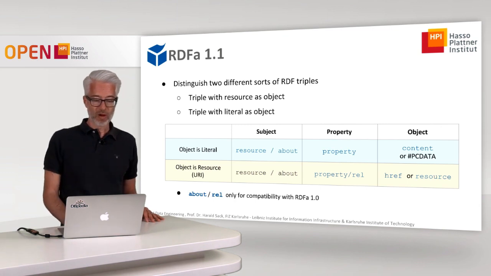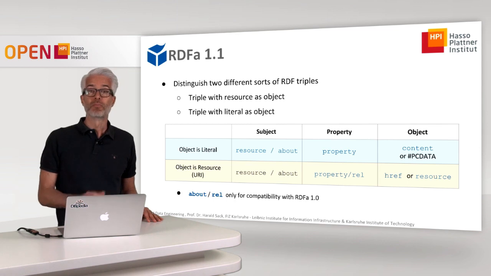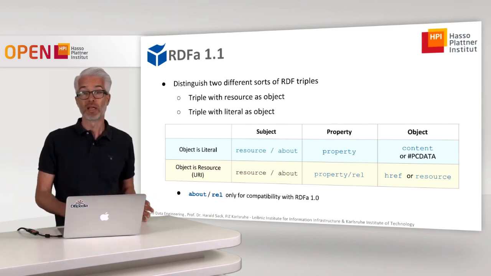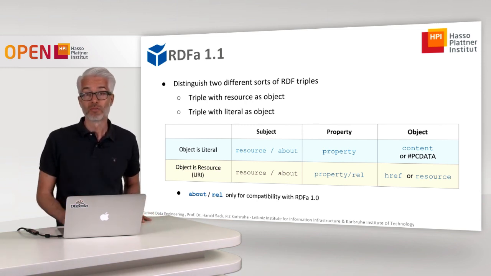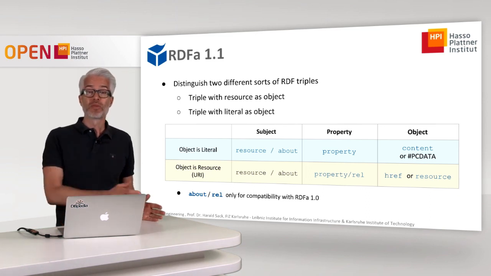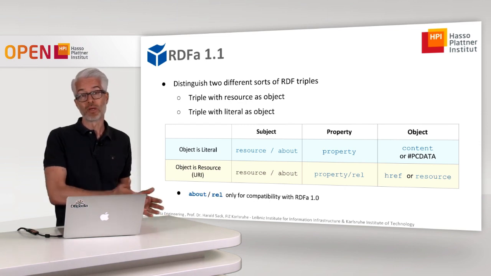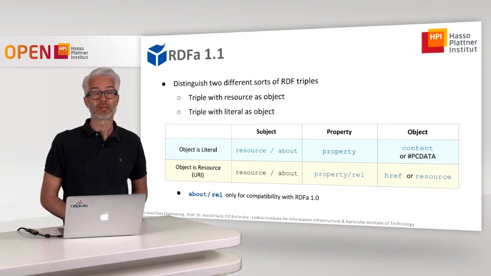Likewise, if the object is a resource, means the object is a URI, you use as a subject resource or about, and as a property you use property. And also you can use rel, which stands for relation, but this is also RDFa 1.0, so the old version. And then as an object, you can link the object either with the help of the href attribute or the resource attribute. So you have these two possibilities to link everything together.